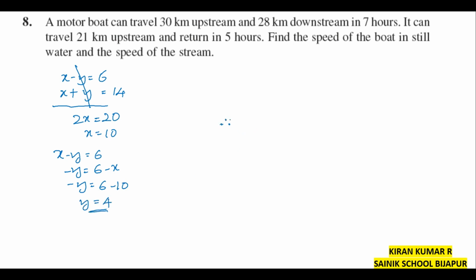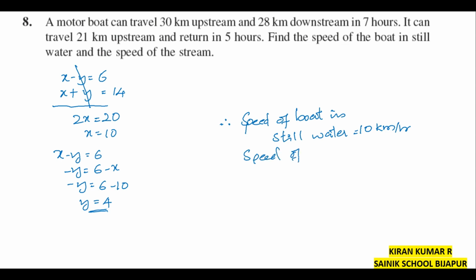Therefore, I can conclude speed of boat in still water is 10 km per hour and speed of stream is 4 km per hour. Let's take up the next question.